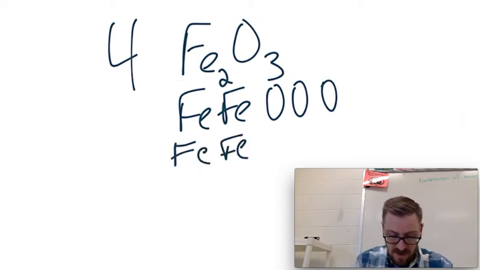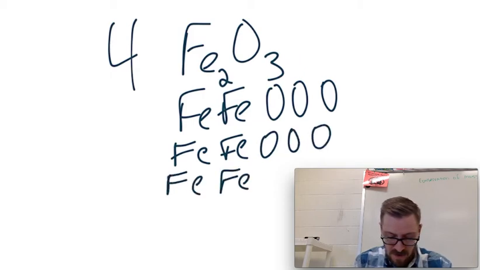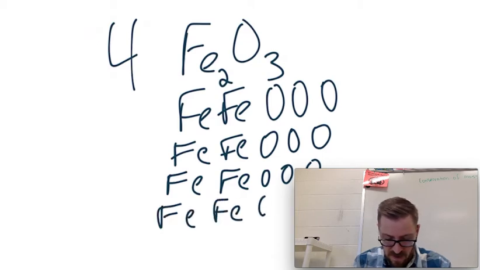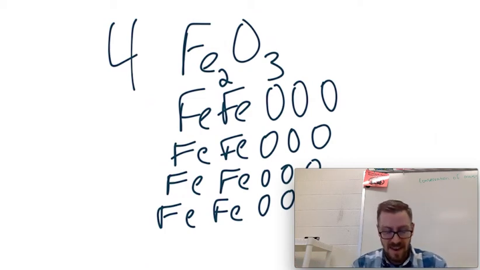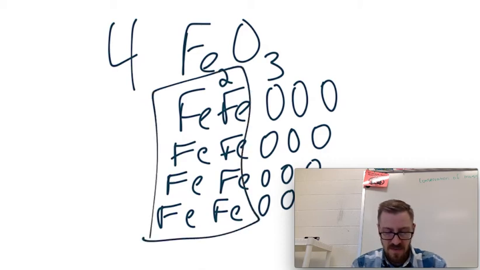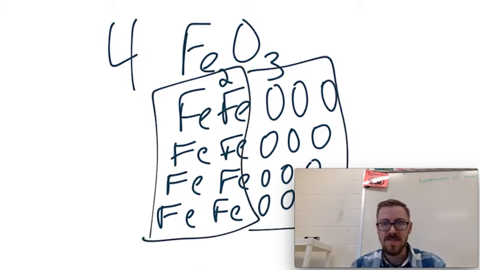Fe, Fe, O, O, O. Fe, Fe, O, O, O. Fe, Fe, O, O, O. Okay, my video is covering up part of it, but there's an O behind it that you can't see. So that would be 8 total irons and 12 total oxygens. So that's what the coefficient means.